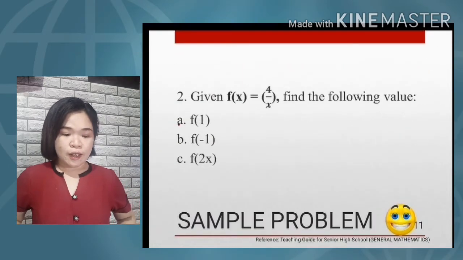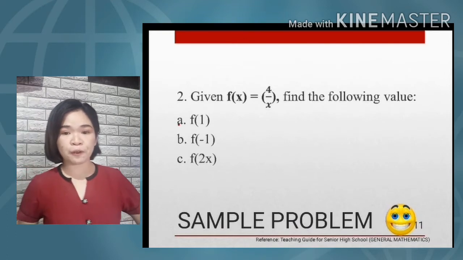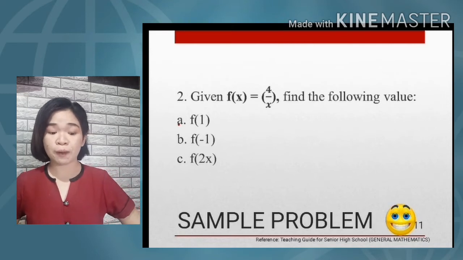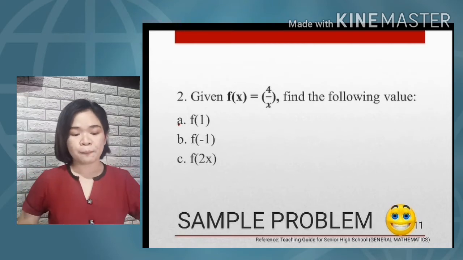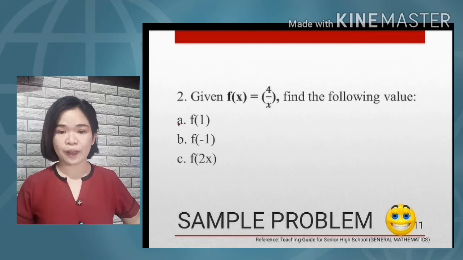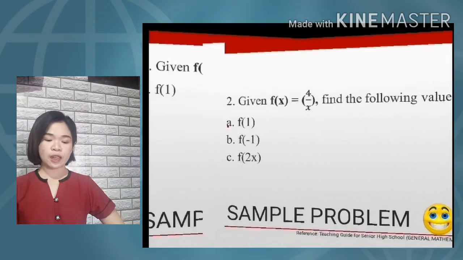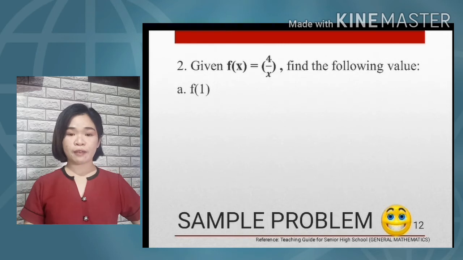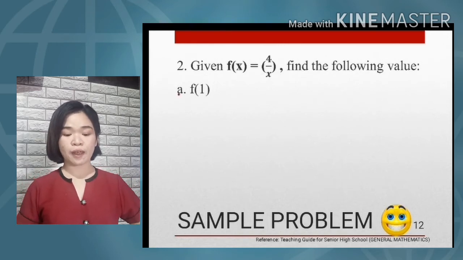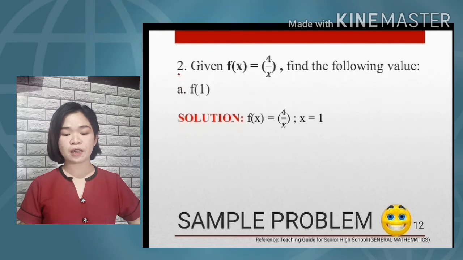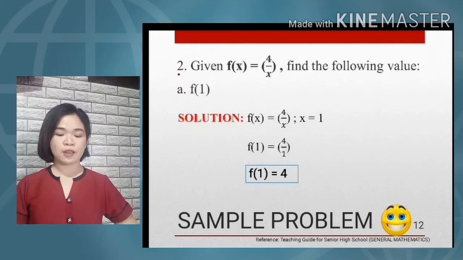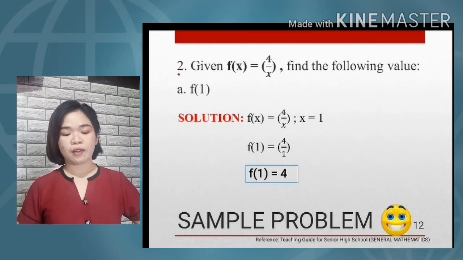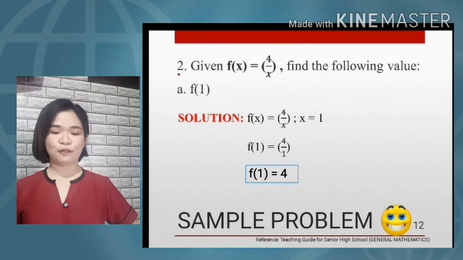Next sample. Given f of x is equal to 4 over x, find the following values. We are still going to evaluate. If the value of x is 1, negative 1, and 2x. Let's try. If the function is f of x is equal to 4 over x, and the value of x is 1, substitute the value of x. So that will be f of 1 is equal to 4 over 1. That is simply 4 divided by 1, which is equal to 4. That's why f of 1 is equal to 4.